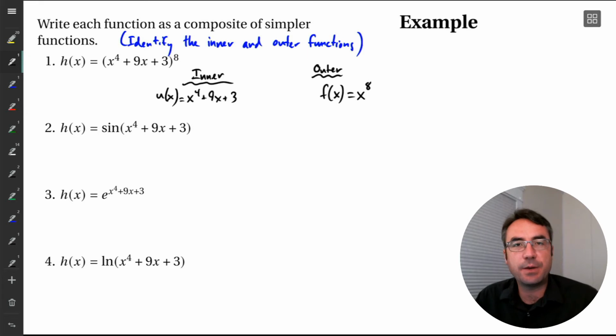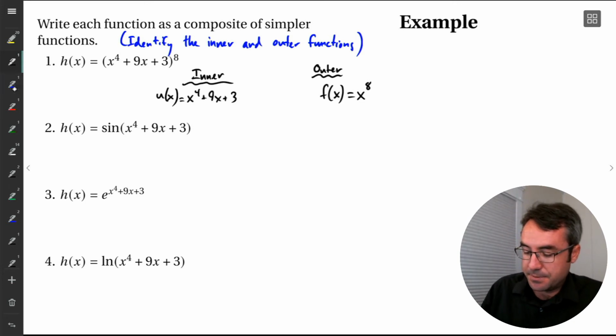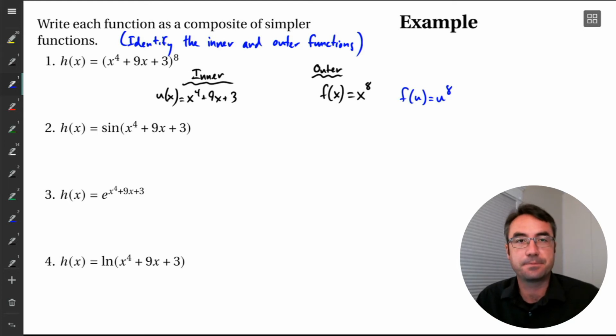Now sometimes, just so that we don't have all these different x's floating around, we give the outer function a different variable. So we're using x's in our main function here that we're interested in. We're trying to break it apart. Let's use x's for our inner function, and then we sometimes use a different variable for our outer function. And a lot of times we just make this a u. So another way to represent this is, we might say f of u is equal to u raised to the power 8.